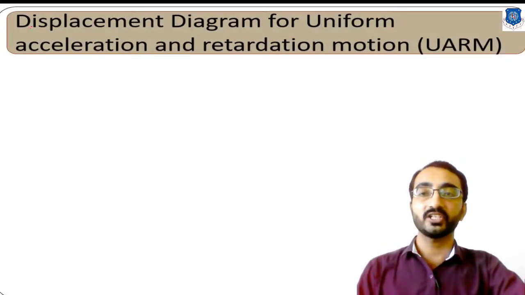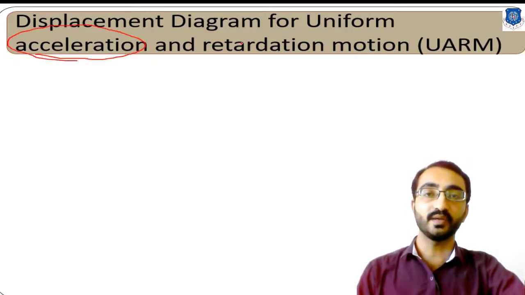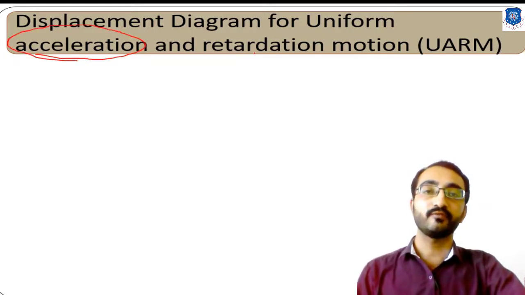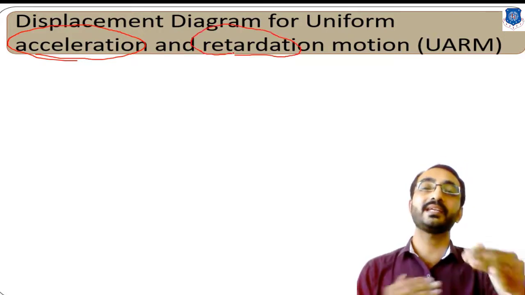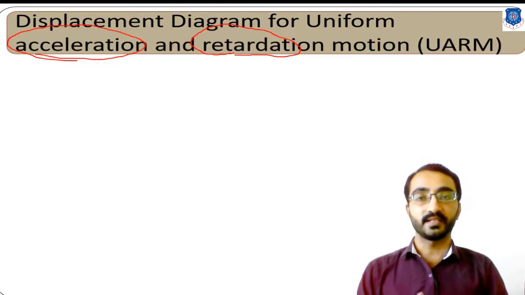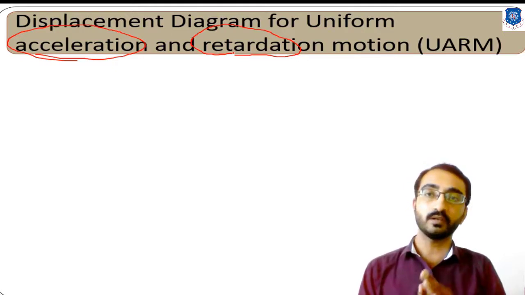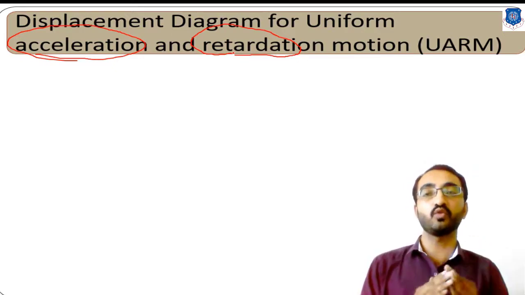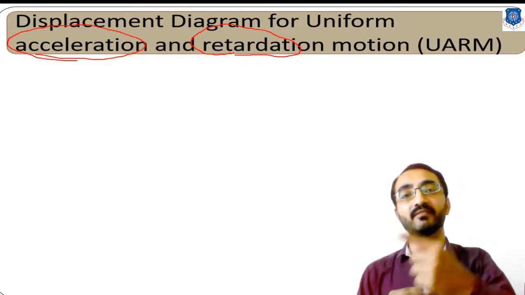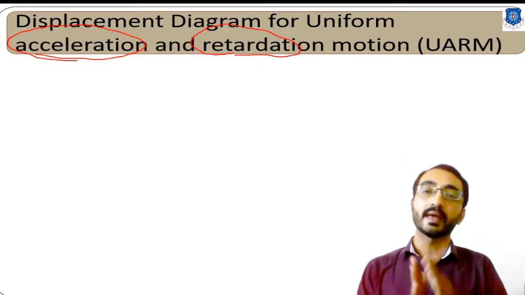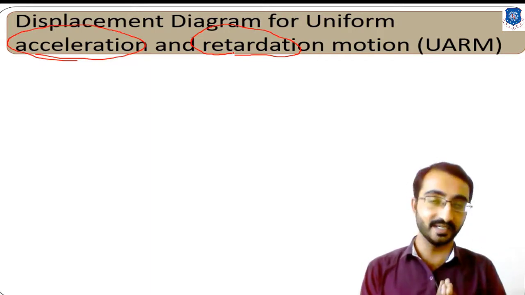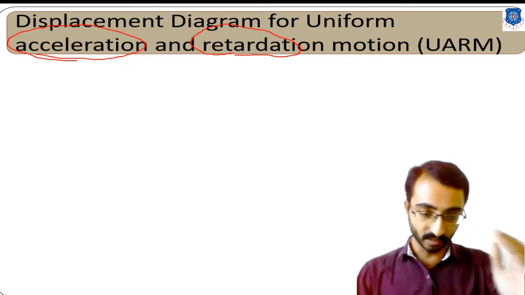Uniform acceleration means a constant increase in velocity, and uniform retardation means a uniform decrease in velocity. Acceleration is uniform, meaning the follower moves with a constant increase in velocity, and similarly for retardation, it is a uniform decrease in velocity.